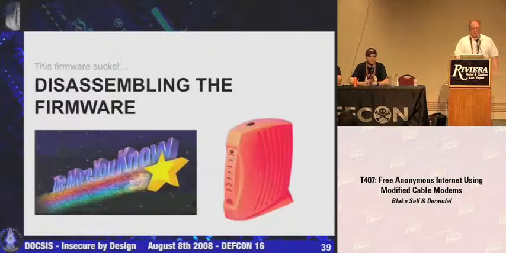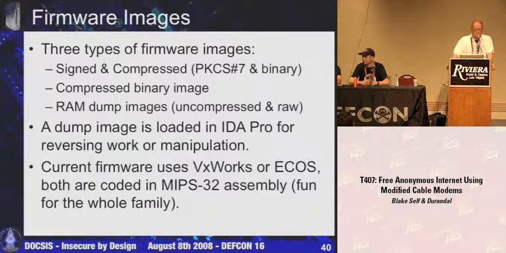All right, next I'm going to talk about disassembling the firmware. Basically, there are three types of firmware: signed and compressed, binary image, and RAM dump images. RAM dump images are basically stored in the RAM, the last 4 megabytes. A dump image can be loaded into IDA Pro for reversing or manipulation. And current firmwares use VxWorks or eCos. Both are coded in MIPS. It's really fun.